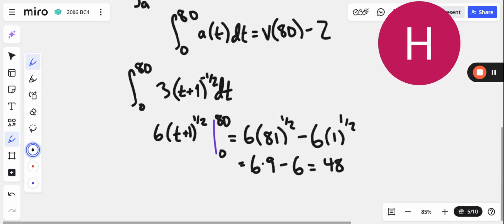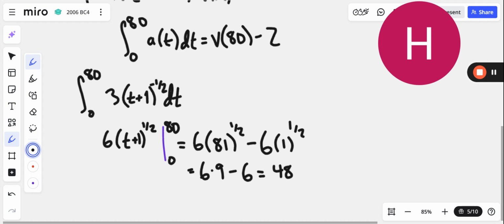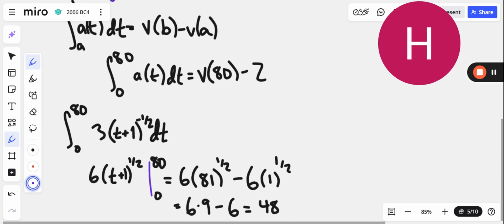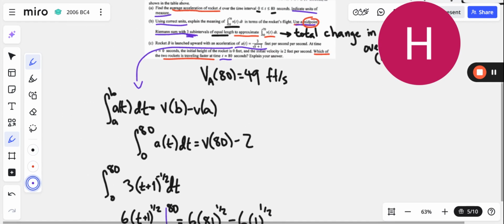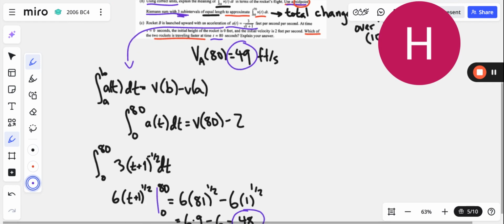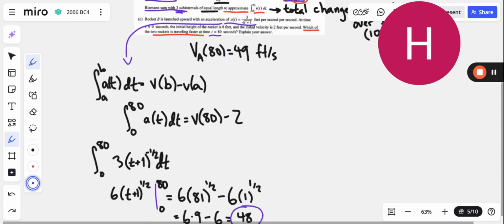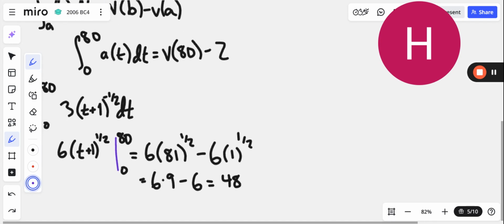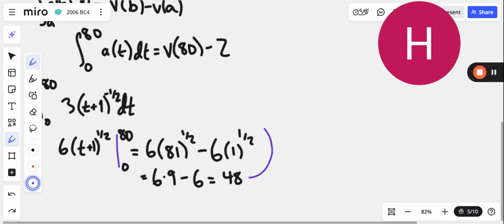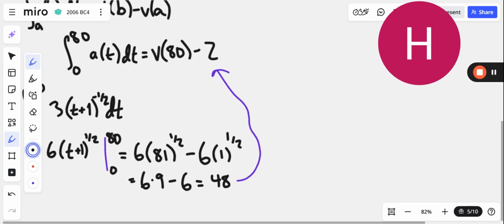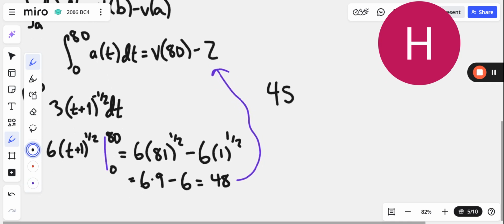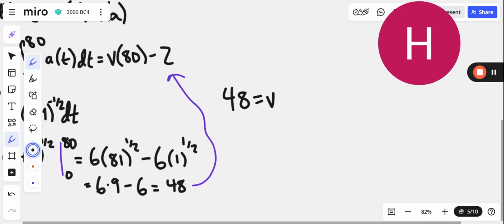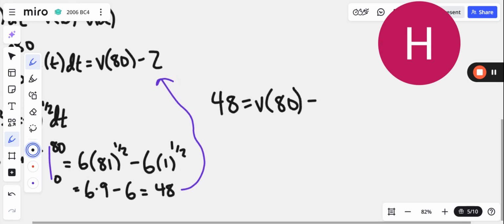Now, here's the part that's going to trick so many people. It's very tempting to say, oh, I got the integral, it's 48. That's less than 49. Let's go, we're done. Nope, nope, nope. This is equal to v of b minus v of a. 48 is equal to the final velocity minus the initial velocity, because 48 was the integral, so 48 was the change in velocity.